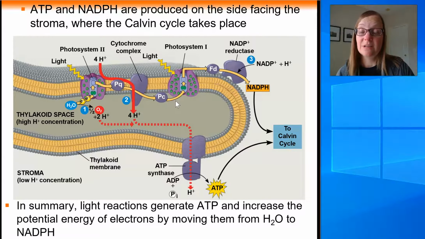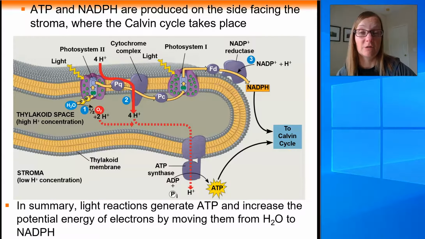As the electron moves down the electron transport chain, it gives up some of its energy, and that energy is then used to pump protons from the stroma out here into the thylakoid space, creating a high hydrogen ion concentration on the inside. So from here, the electron at the bottom of the electron transport chain that makes ATP will land here in the lap of that special pair of chlorophyll A molecules at the bottom of photosystem 1.